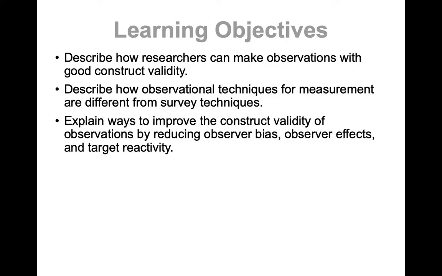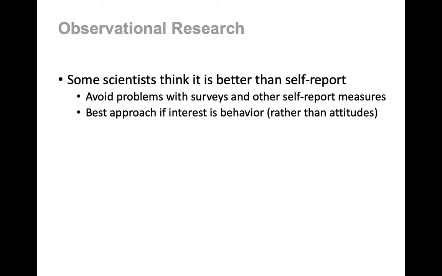So, in terms of learning objectives, you should be able to describe how researchers can make observations with good construct validity, describe how observational techniques for measurement are different than survey techniques, and also explain ways to improve the construct validity of observations by reducing observer bias, observer effects, and target reactivity.